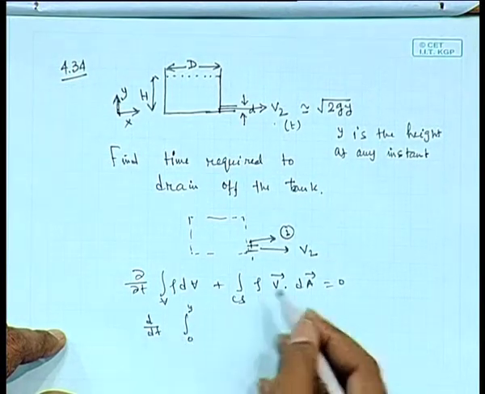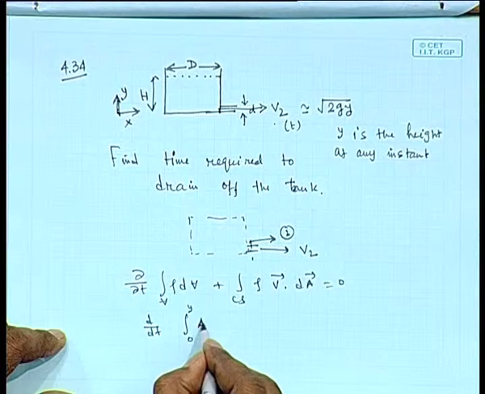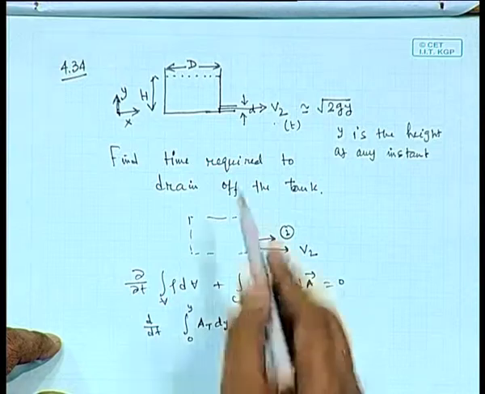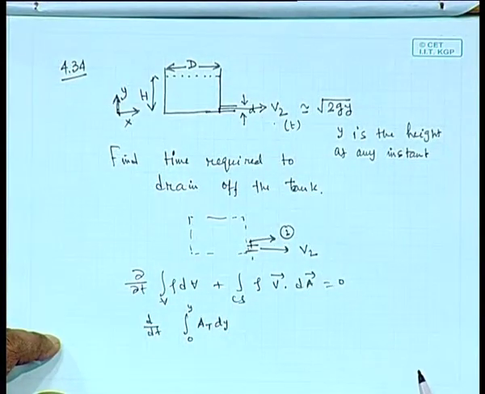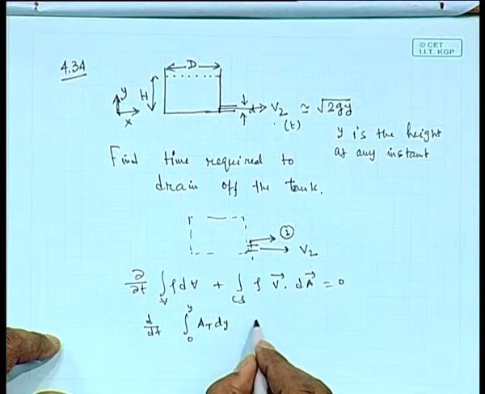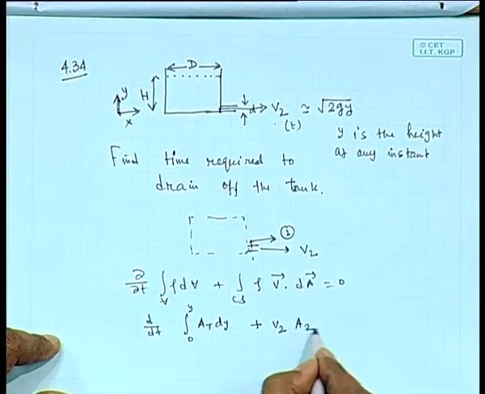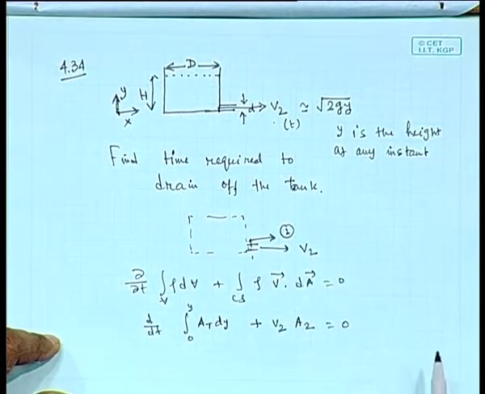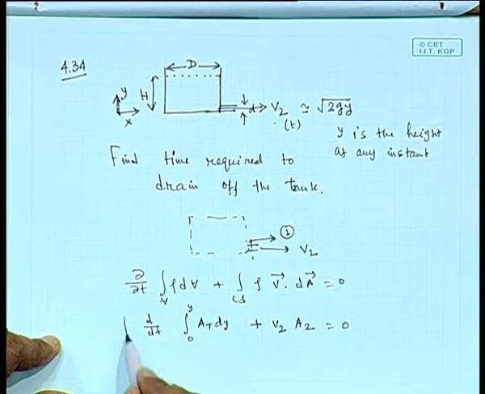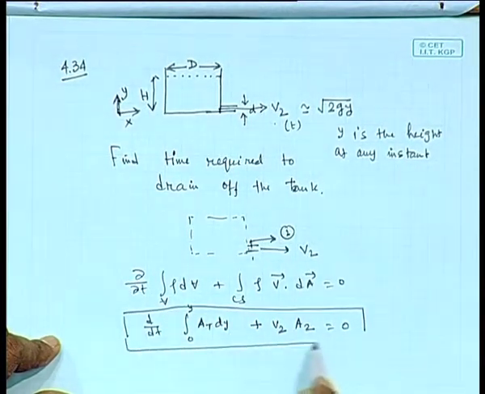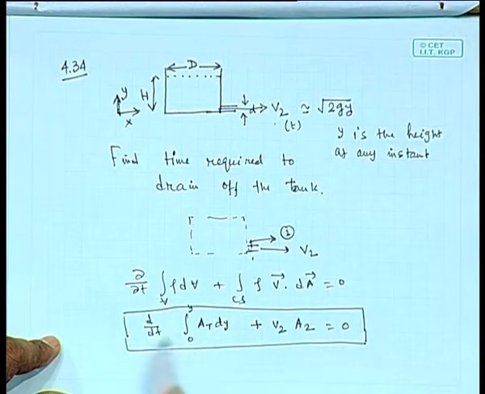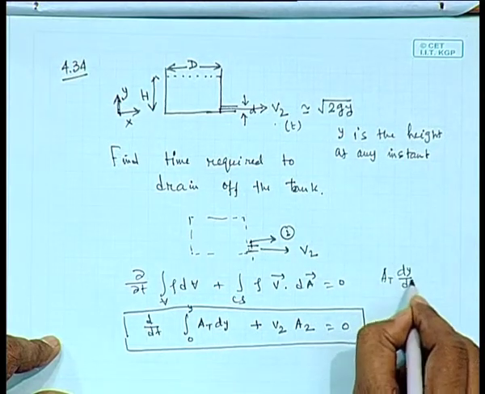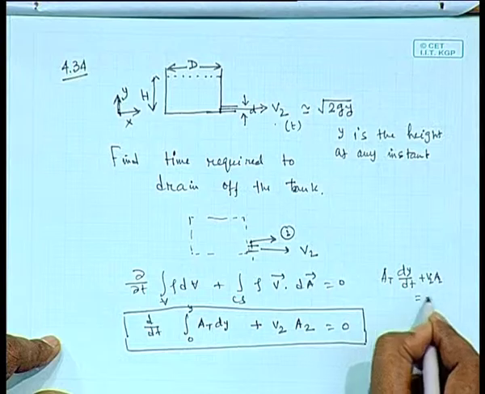and this will be d/dt of integral from 0 to y. Rho will be cancelled out because it is incompressible. dV is At times dy, that is a differential volume, integrated over y. At is pi D square by 4, D is the capital D, that is the area of the tank, plus V2A2. Velocity and area normal both are in the same direction, and there is no entry point. So, this will be the governing equation. At is constant, so it will be At dy/dt plus V2A2 equal to 0.